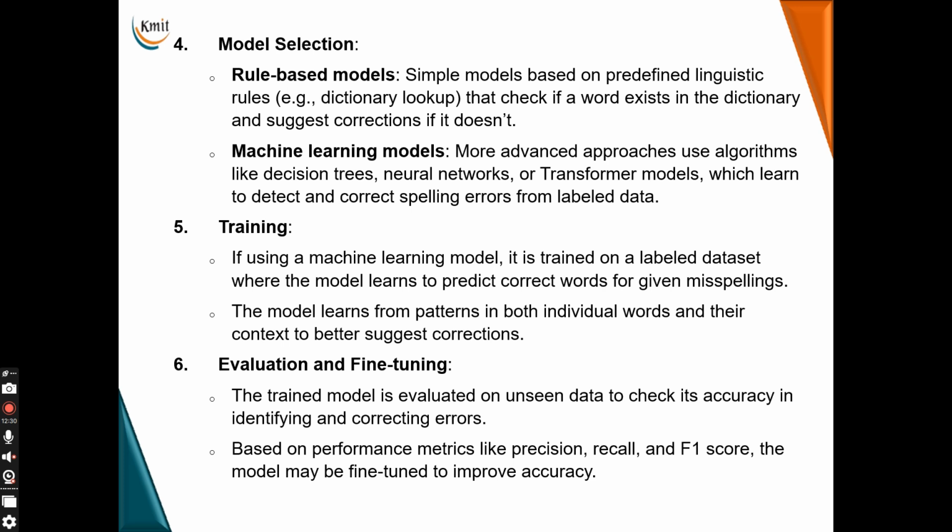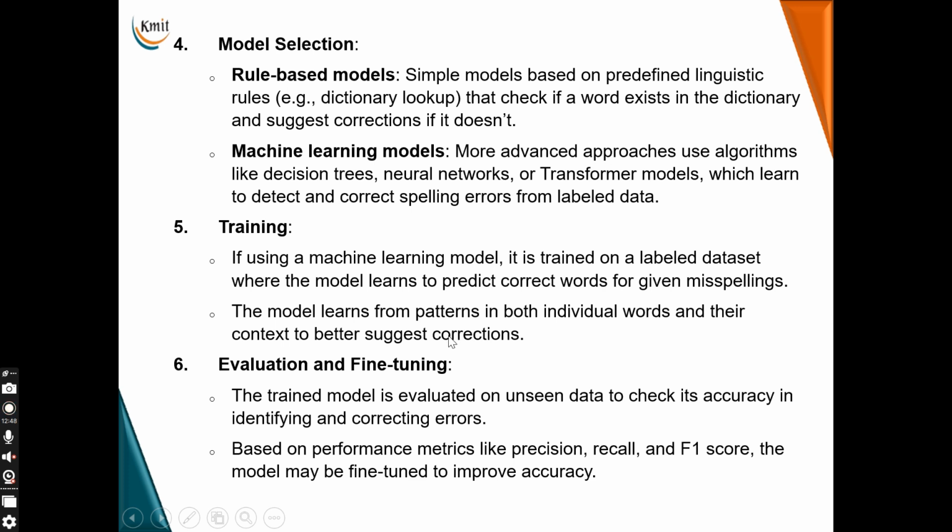And how are we training the model? If at all we are using a machine learning model, it will be trained on a labeled data set, wherein the model will try to predict words if at all you are giving a misspelled word.